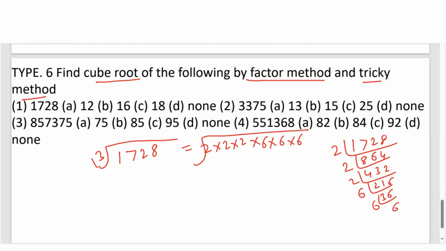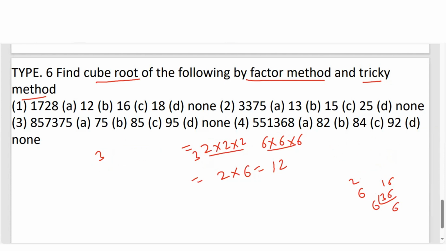Now you know here cube means what? A group of 3. So we are taking groups of 3. So this is 2. 3 times 2 will give 12. 3 times 6 will give 6. So the answer is 12. So any question of this type you can solve very easily by this method. Okay. So now you see the other question by this factor method.